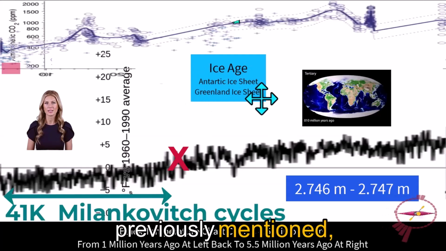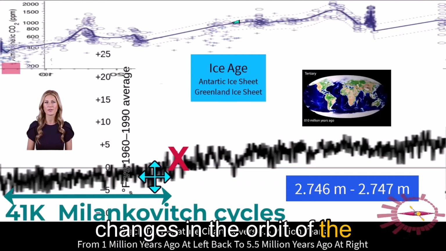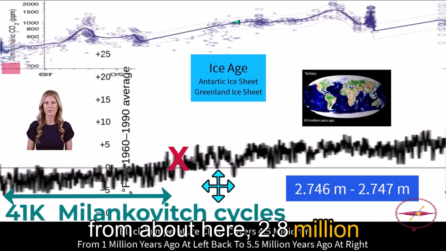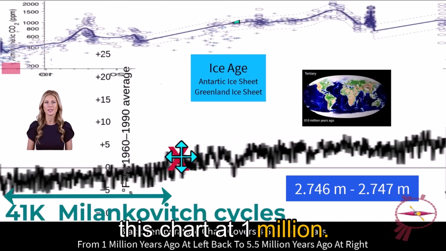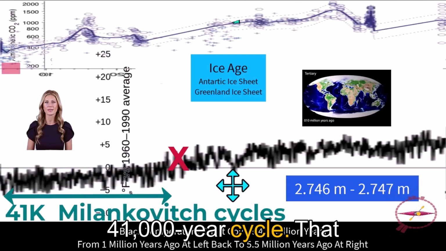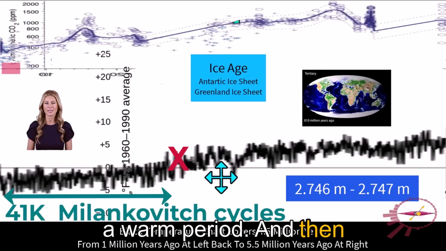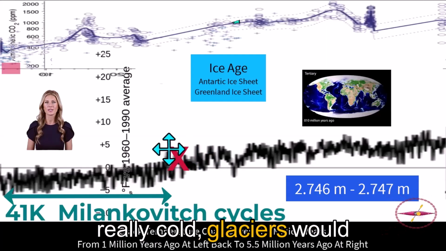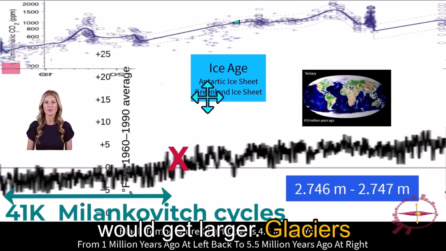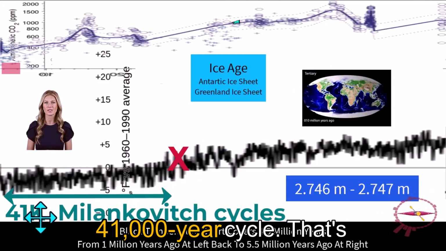As previously mentioned, changes in the Earth's orbit called Milankovitch cycles were due to slight changes in the orbit of the Earth as it goes around the Sun. For the period of time from about here, 2.8 million down to the beginning of this chart at 1 million, these temperature deviations were happening basically on about a 41,000-year cycle. That meant that over a 41,000-year cycle, we would enter a warm period, and then temperatures would get really cold, glaciers would form, an ice age, glaciers would advance, ice sheet would get larger, glaciers would form all over the northern hemisphere, and that would happen on a 41,000-year cycle.